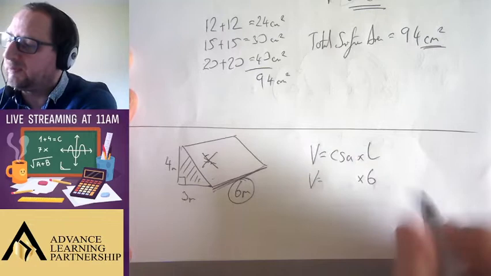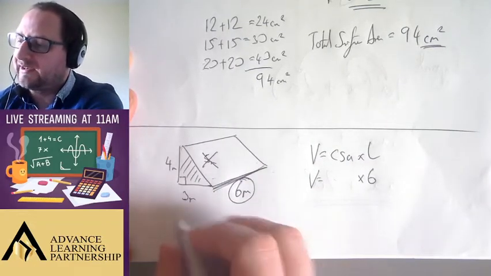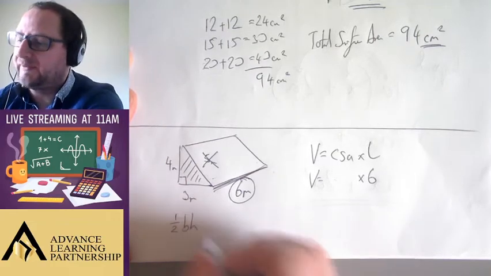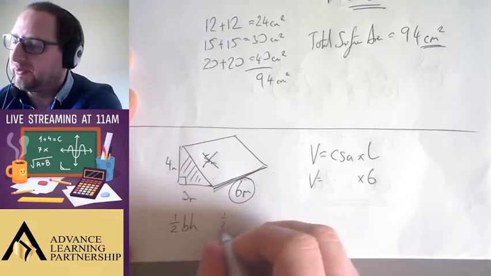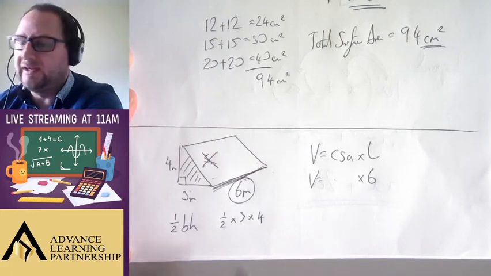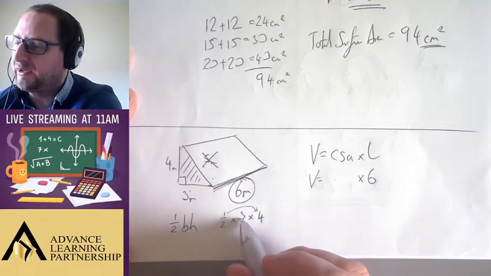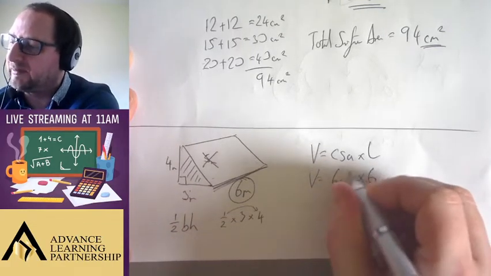So what I'm saying is I'm going to multiply by its length there, but I need to find the cross-sectional area first. So this is a triangle, so of course it will be a half times the base times the height. So a half times the base of 3 times the perpendicular height of 4. I can do them in any order that I want, so I can half the 4 to get 2. 2 times 3 gives me 6 centimetres squared.